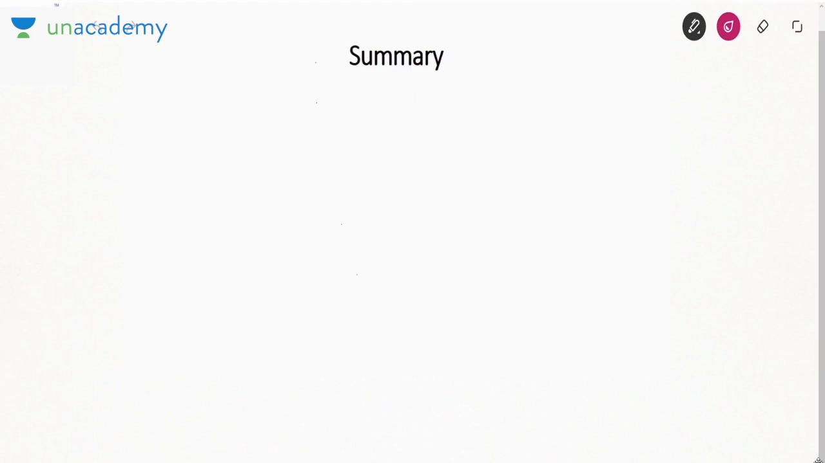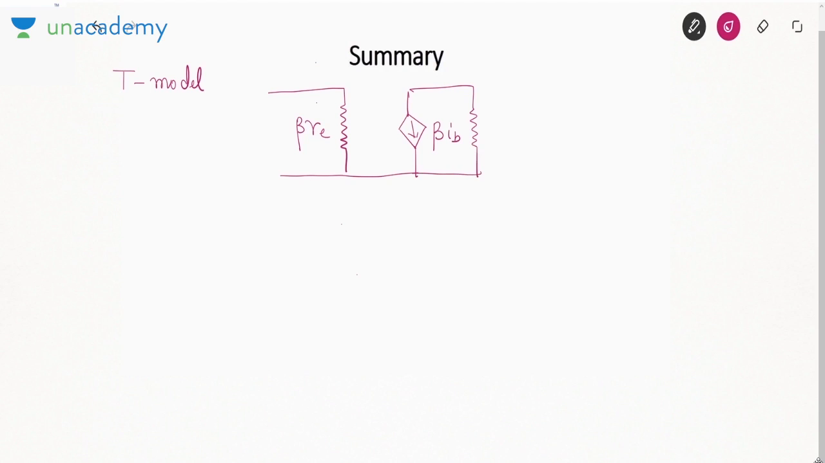So let us summarize what we have learnt here. We first studied the T model of BJT. In the T model, I showed you that we show a resistance beta RE like this, and then we show a current source beta IB, and this is the output resistance R0, between collector, emitter and base. This current is IB.